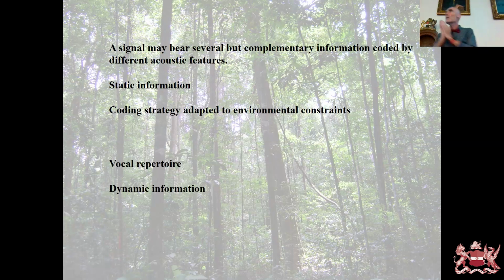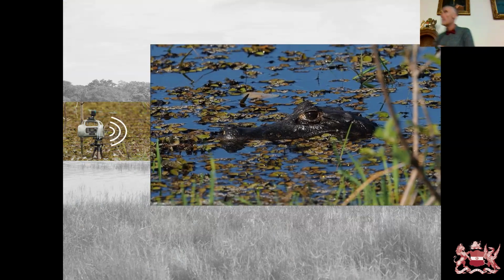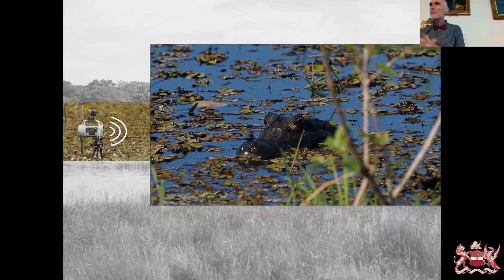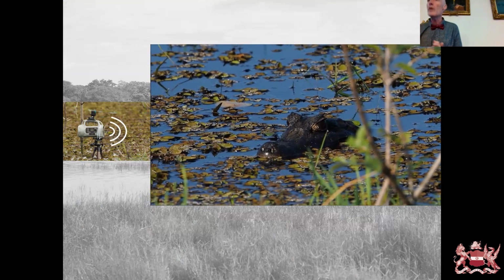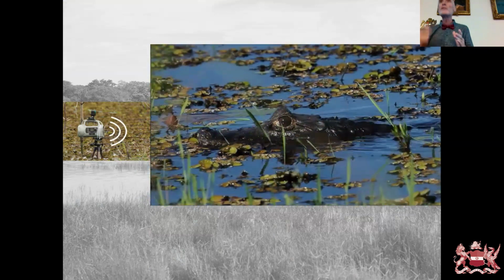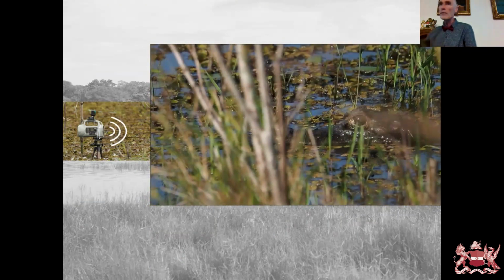Okay, let's talk a little bit about what a vocal repertoire is and what dynamic information is. And for that, we are going to move to another animal, another example that we also study in my lab, which is this. So here, this is a playback experiment we did in the Pantanal in Brazil on this Yacare caiman, which is a crocodilian, obviously. And the loudspeaker is emitting distress calls that we recorded from nestlings, from young juveniles. And you see the reaction of the mother.